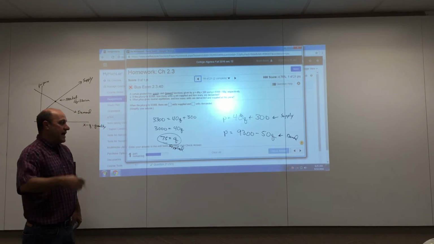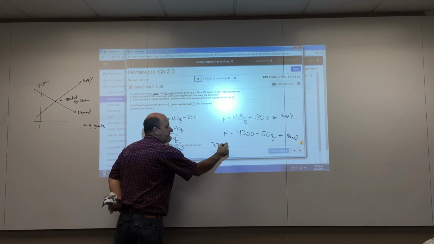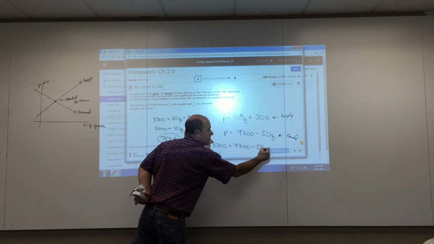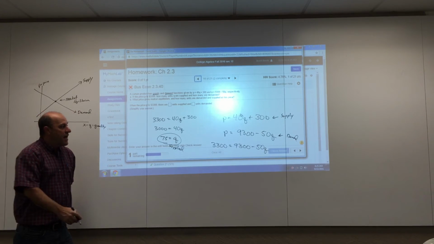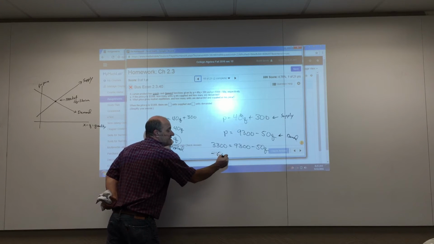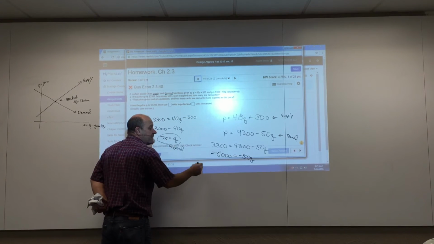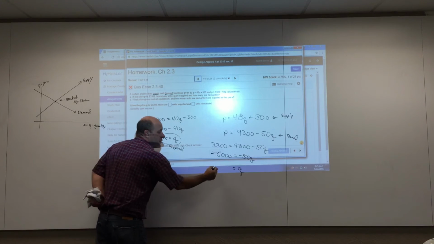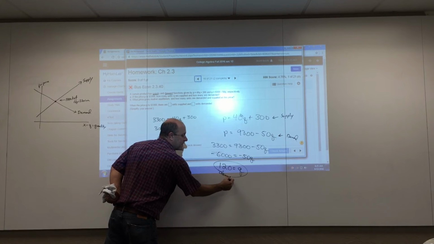Let's put the 3,300 into the demand equation. If we put 3,300 into this demand equation, then I'll try to solve for this Q. It's a different Q. I'm going to subtract the 9,300. If I subtract 9,300, I get negative 6,000 equals negative 50Q. I divide by negative 50. The negative signs cancel, and Q is 120. This is how much is demanded.